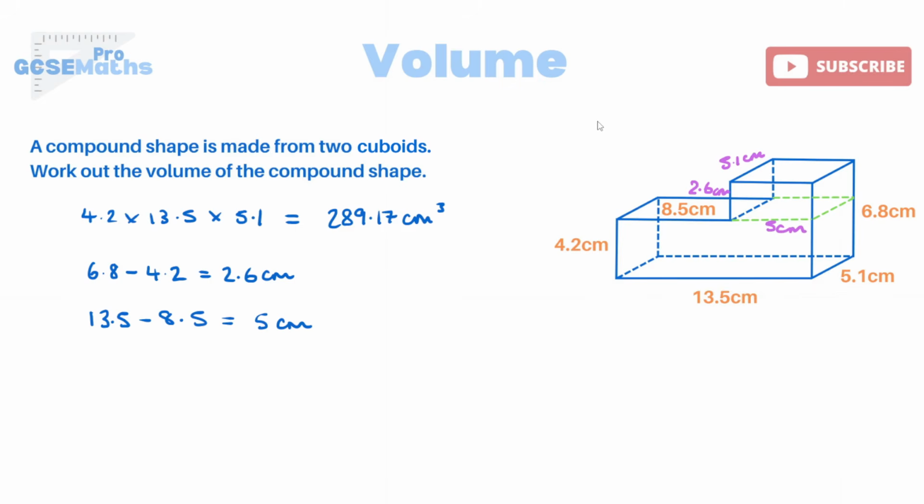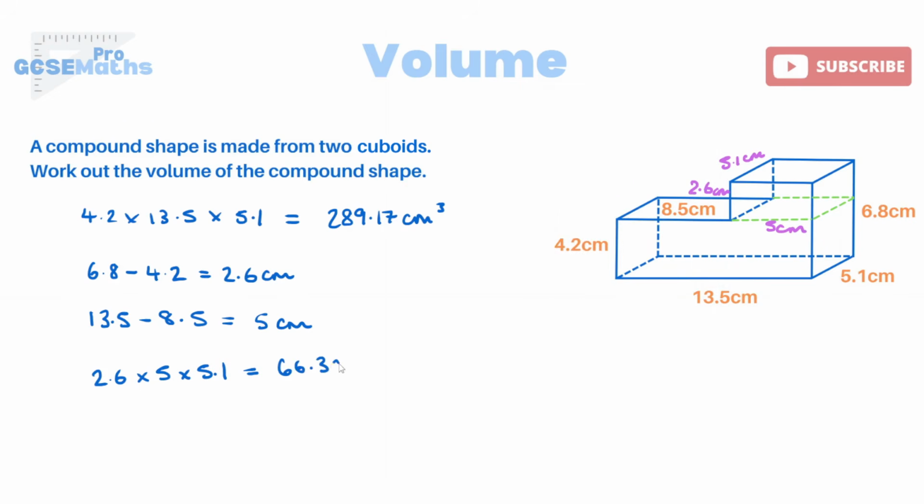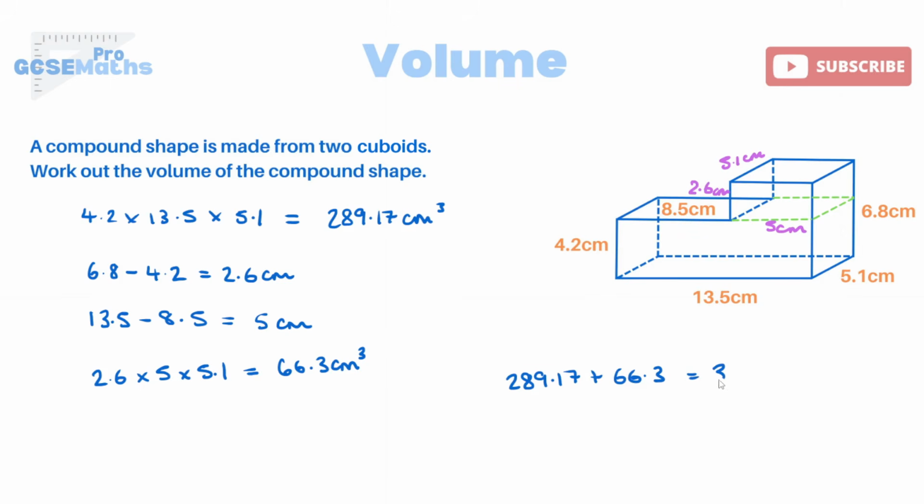We'll just work out the volume again. It would be 2.6 multiplied by 5, and then to make it 3D, we want the depth, which is 5.1. And that would be 66.3 centimeters cubed. Because the composite shape is made of two cuboids just stuck together, I'm just going to add those two volumes together. So 289.17 plus 66.3 gives me a total volume of 355.47 centimeters cubed. So there is our total volume.